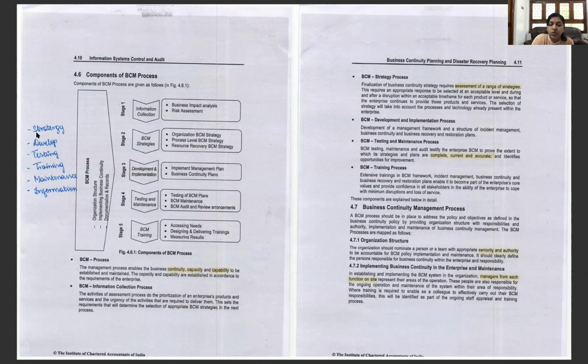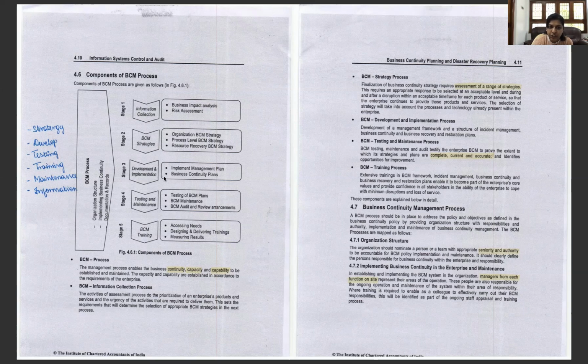So S for strategy, D for develop, T for testing, training, and maintenance, and I for information. Let us look here. Information collection. So information collection is done through business impact analysis and risk assessment. So risk assessment comes first, business impact analysis comes next. And then strategies of organizational strategy, process level, and resource recovery level. Organization, process, and resource recovery.